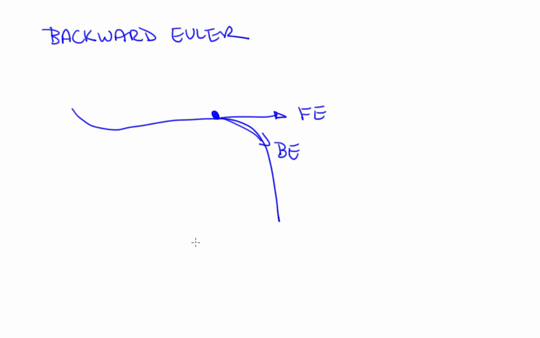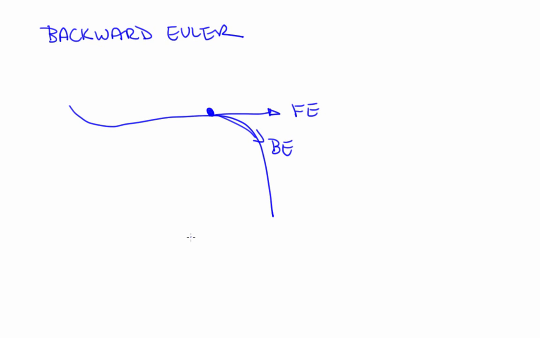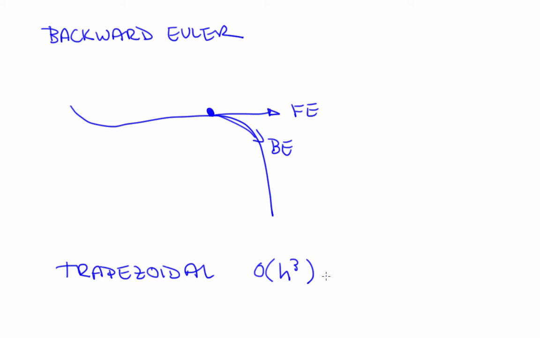That is, taking the slope used to take the forward Euler step and the slope used to take the backward Euler step and averaging them, and then using that slope to move forwards. That's called the trapezoidal method, and it does better than either forward or backward Euler. What do you think its truncation error is? It's actually order h cubed because it essentially is using another term in the series. And that's better because h is small, so h cubed is smaller than h squared.